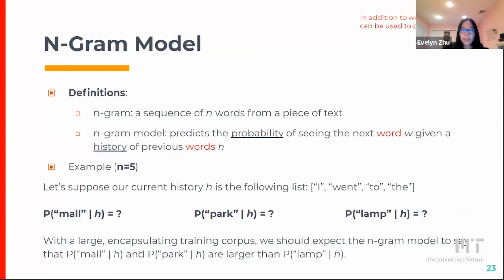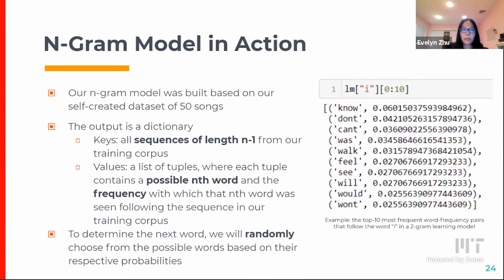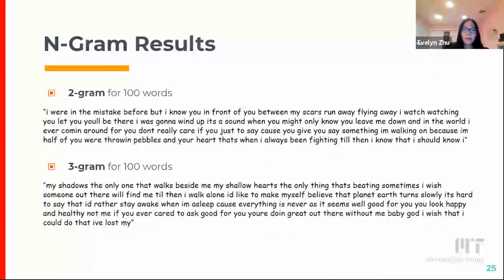We also went ahead and tried to generate lyrics using an n-gram model. What an n-gram model does is it predicts the probability of seeing the nth word based on a history of n-1 previous words. So we are basically trying to statistically create text based on how frequent certain sequences are. We trained the n-gram model on a corpus of lyrics from our self-created dataset. The output of the model is a dictionary, where the key is a word that corresponds to the distribution of possible words. Our n-gram model does a decent job actually of creating lyrics.